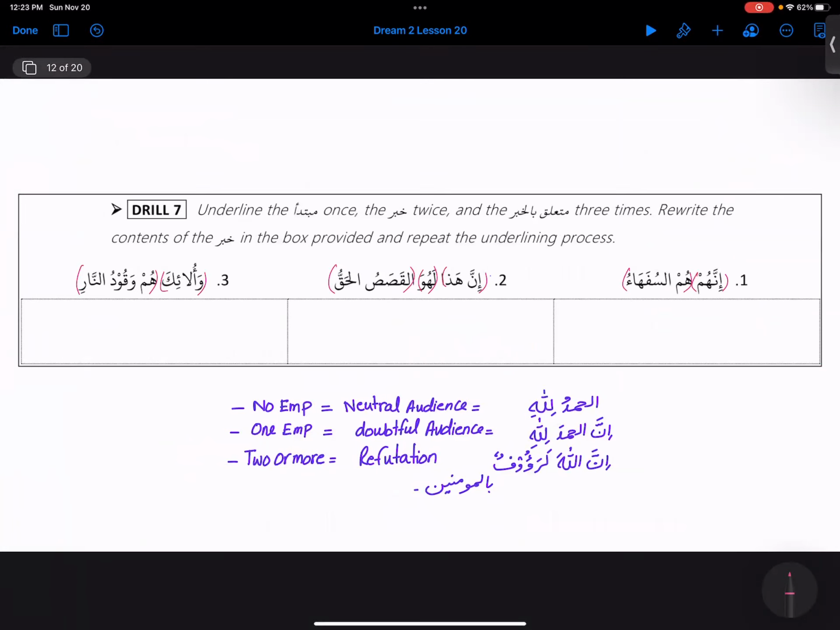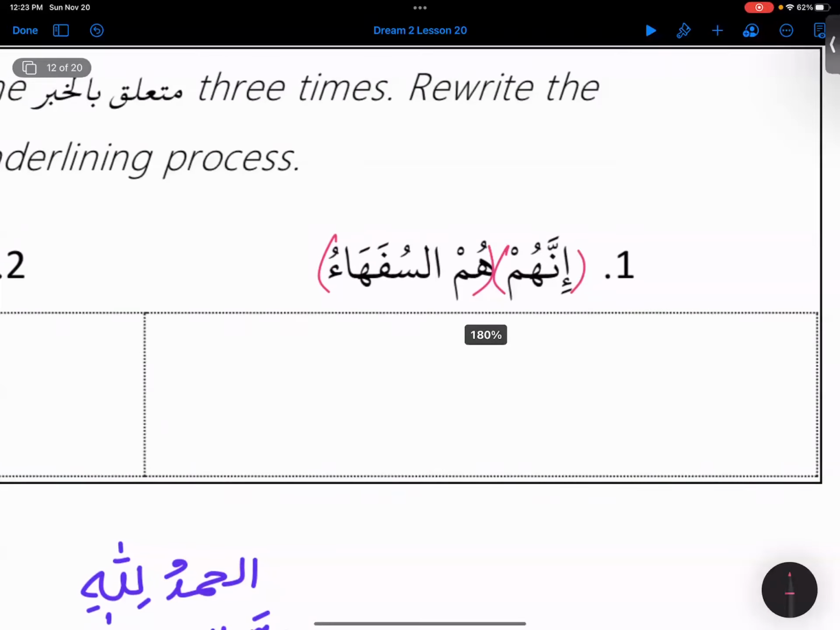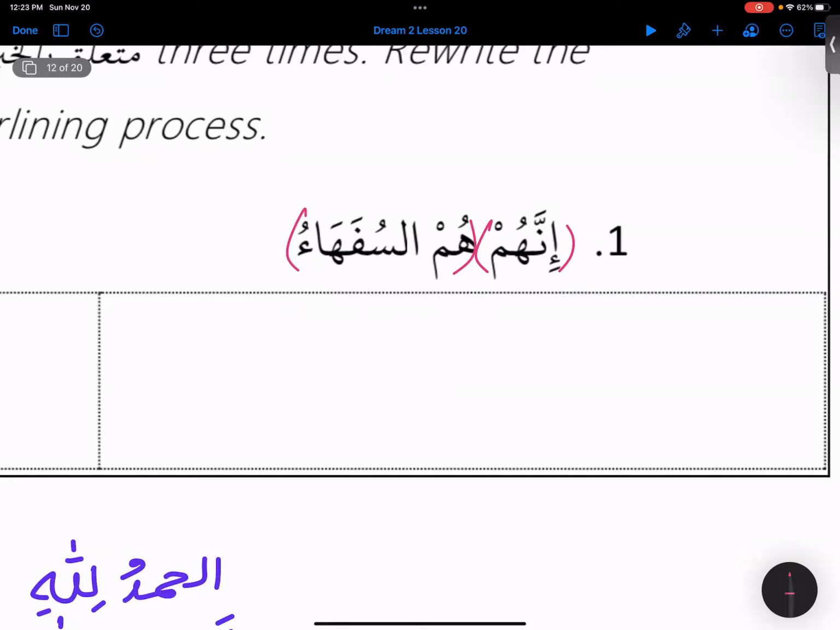Next one. Innahum humus sufaha'u. So innahum is what? Again, inna is a harf of nasab, plus hum. What is it here? Mubtada. Then hum is my other mubtada, and sufaha'u is the khabar of inna. What is the other way to do it? I can say innahum is my mubtada, and the whole jumla ismiya is my khabar. And how are we going to translate?